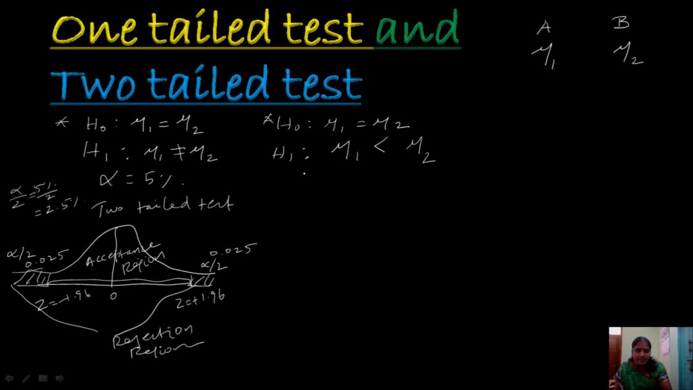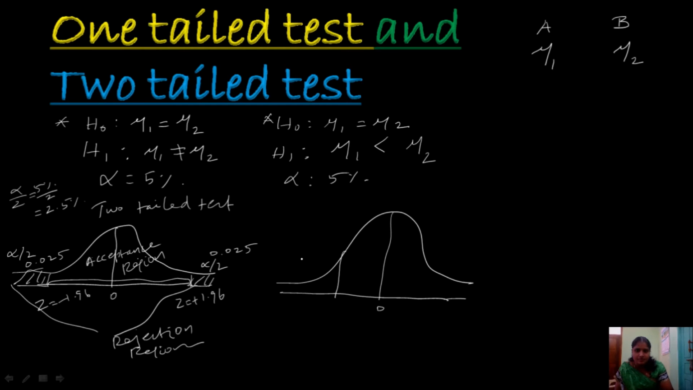Here I have to take the level of significance alpha as 5%. So if it is mu1 less than mu2, the 5%, that is the alpha value, the critical region, falls on only one side of the normal curve. That means 5% falls here, that is 0.05. So my rejection region falls on only one side of the curve. So this is my rejection region.